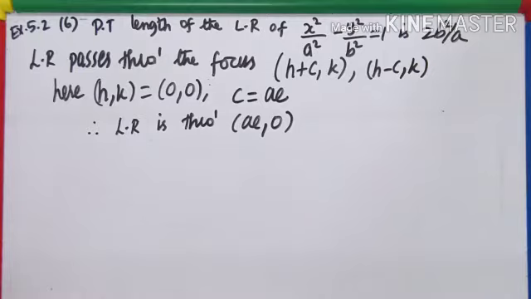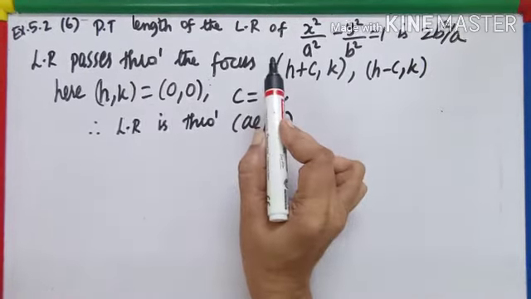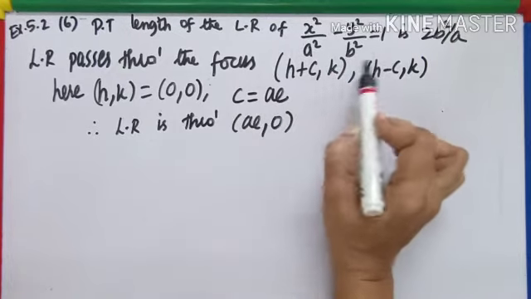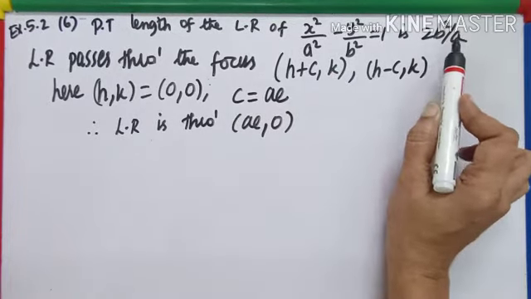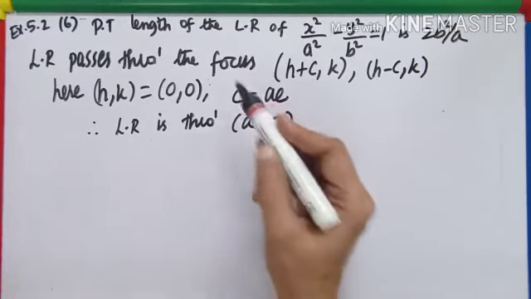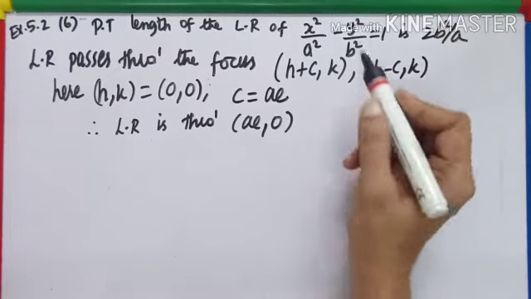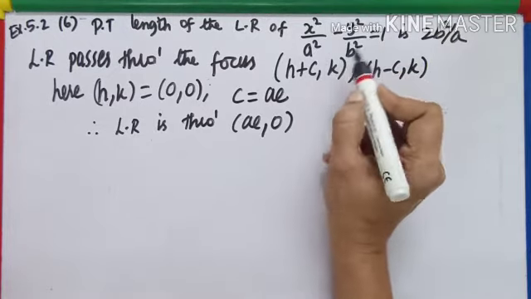Exercise 5.2, question number 6. Prove that the length of the latus rectum of a hyperbola is 2b square by a. We know the latus rectum passes through the focus. Focus coordinates we know. This is a standard type of hyperbola.